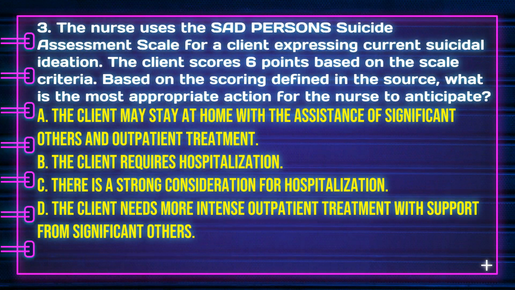The answer here is Charlie, because a score of 5 to 6 points on the SAD PERSONS scale warrants a strong consideration of hospitalization, and hospitalization is typically warranted at 7 points. A score of 3 to 4 suggests possible hospitalization or more intense outpatient treatment, while 0 to 2 points allows the client to stay home with assistance and outpatient treatment. Number 3, answer Charlie.